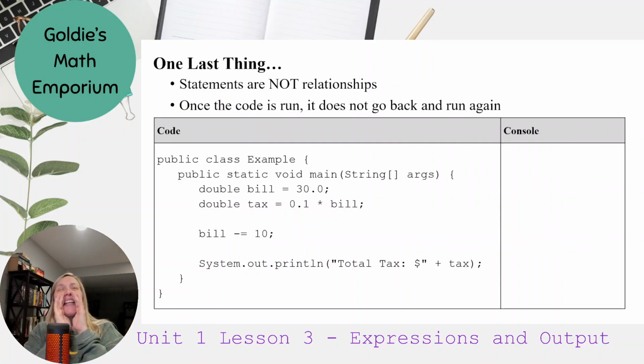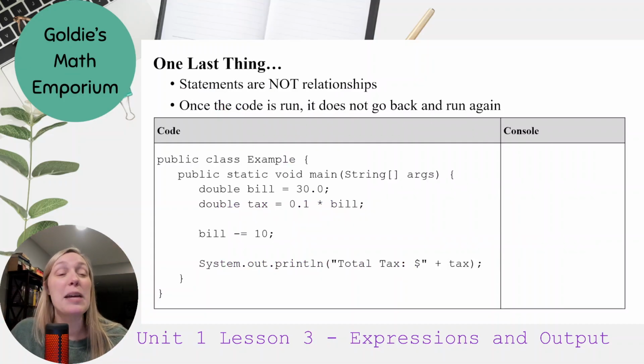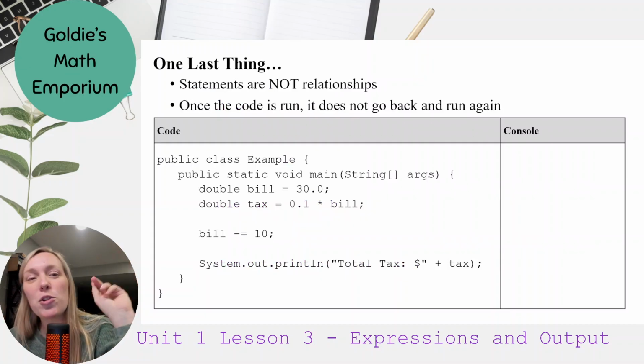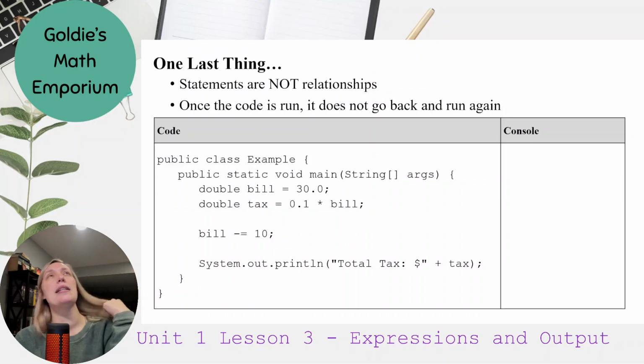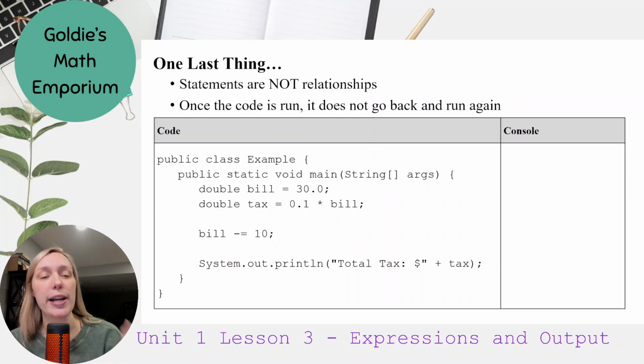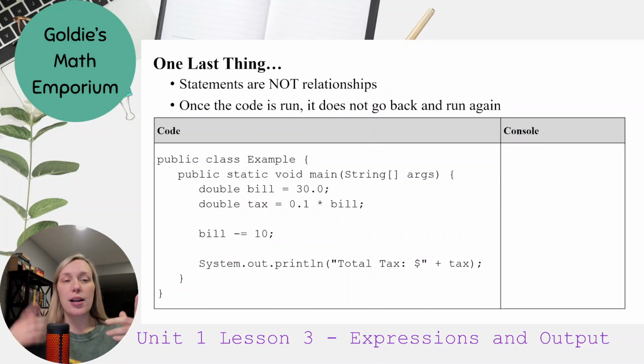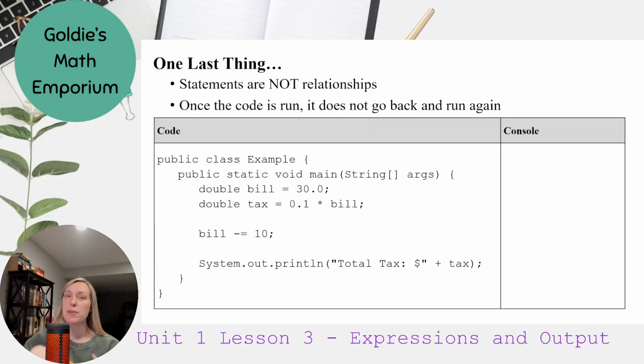Okay, last thing. Okay, I promise. Statements are not relationships. Okay, when you look at this code, it does not go back and run again. And this is something I see with beginner programmer students. When you look at this, what a lot of students want to do is just kind of do it in their head without tracing through. Remember, code goes from top to bottom. It runs in a sequence. Things don't go back and get modified just because future things change.